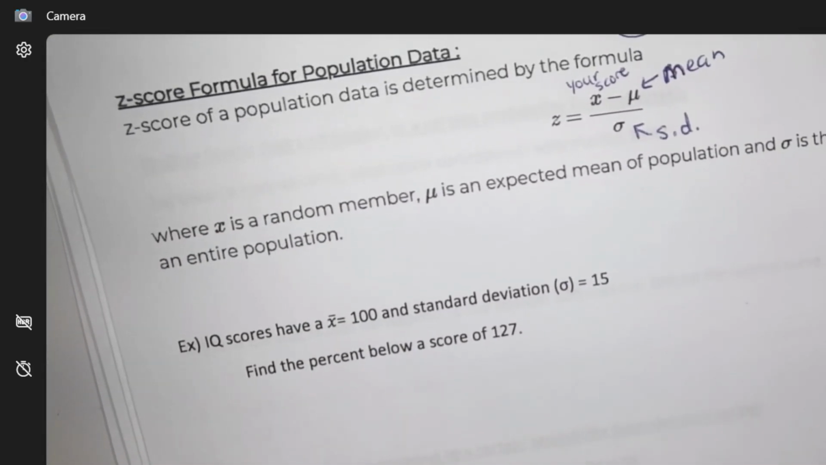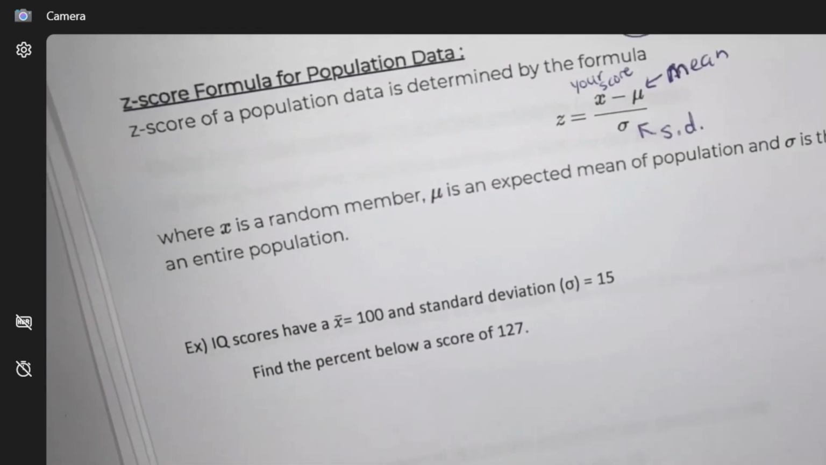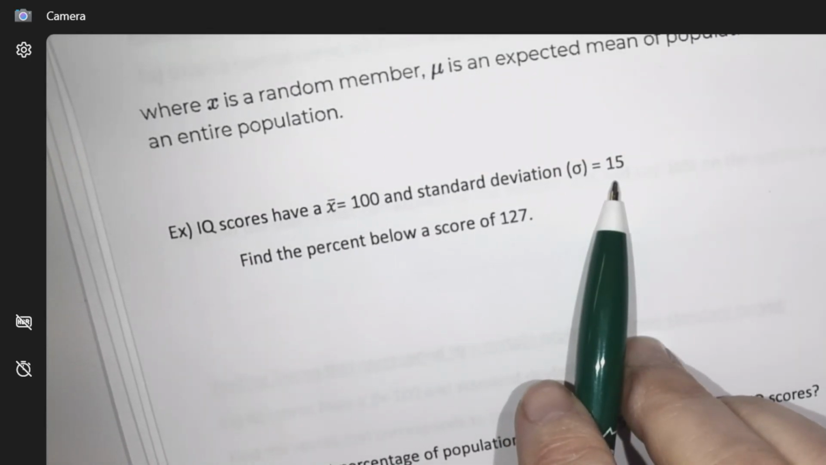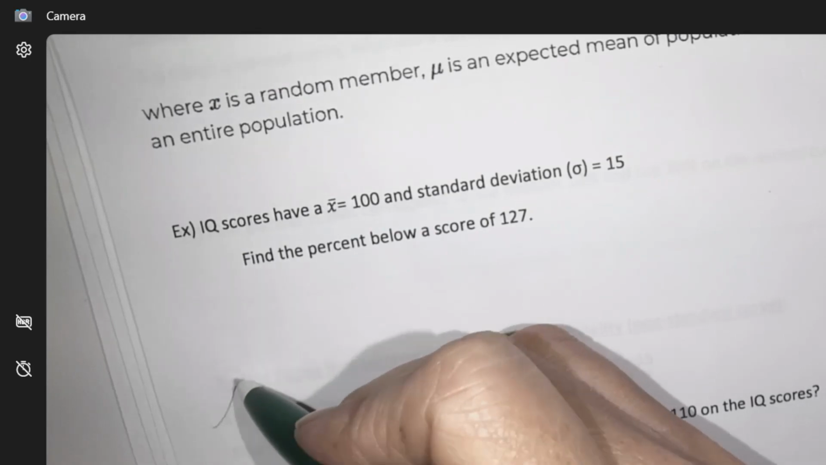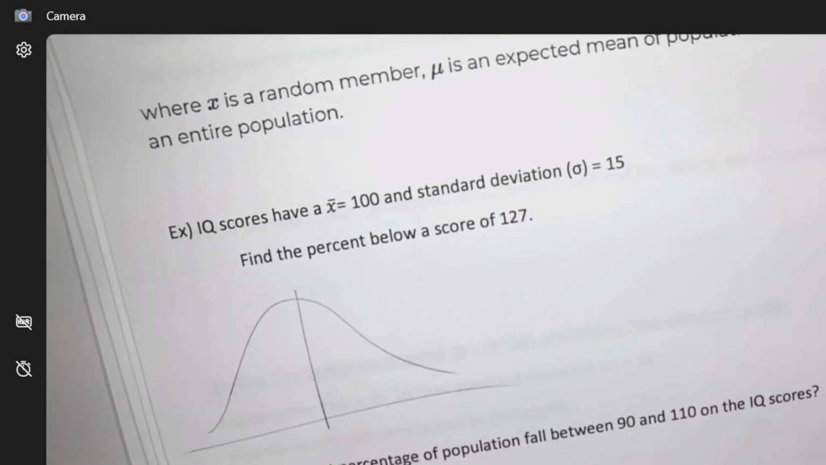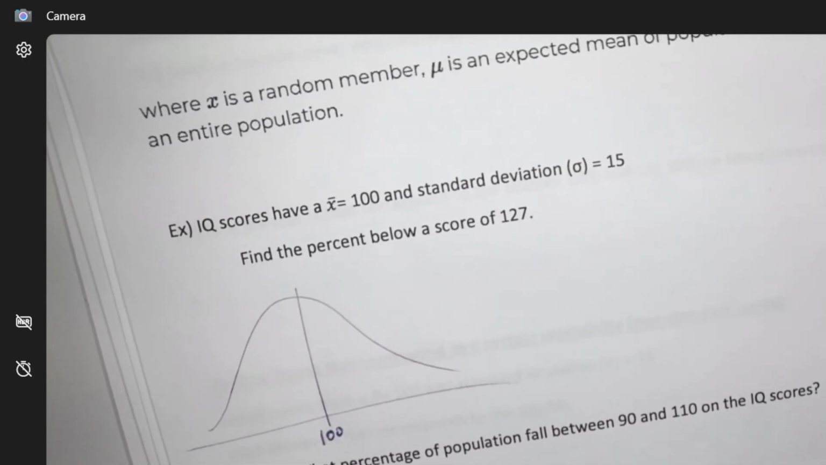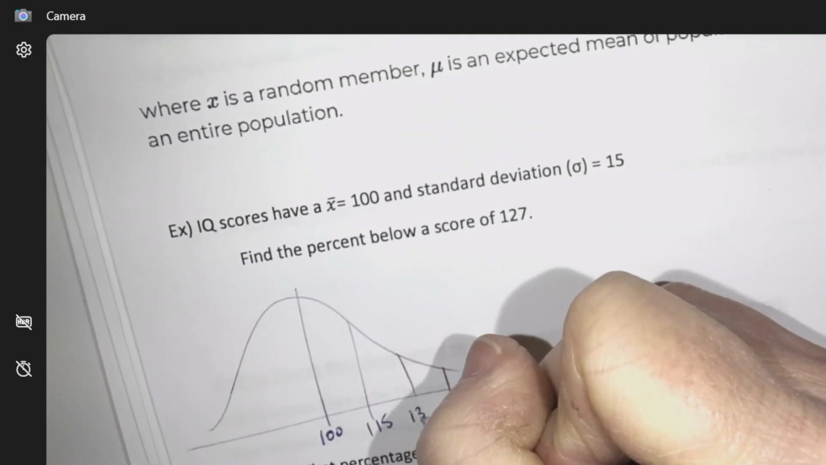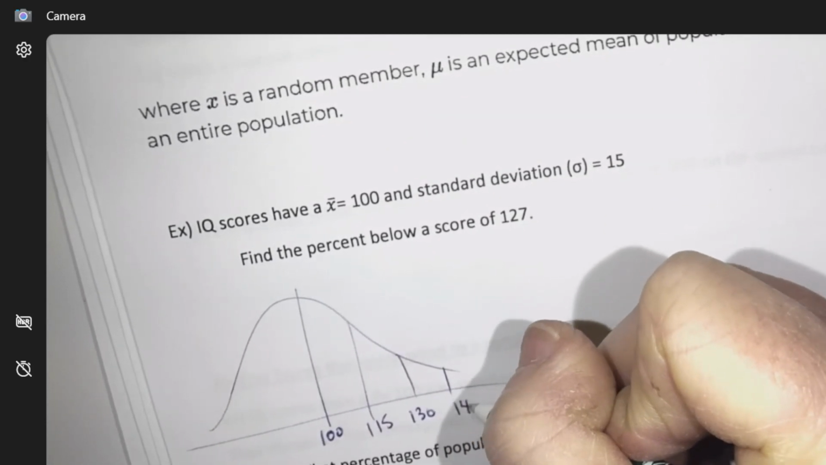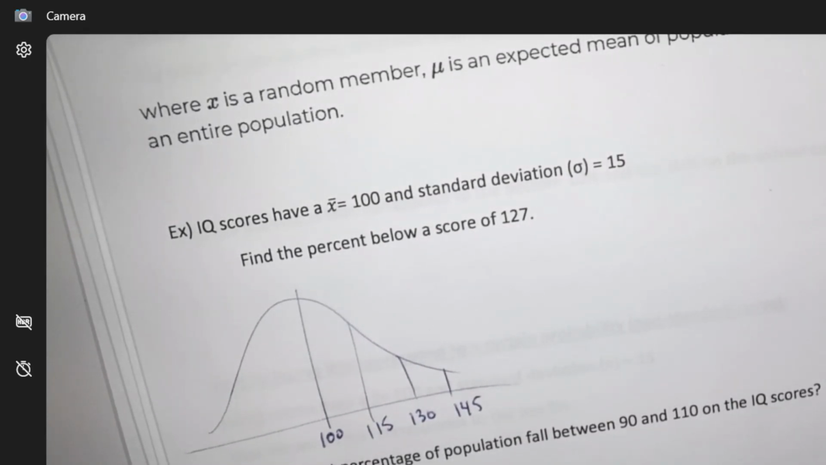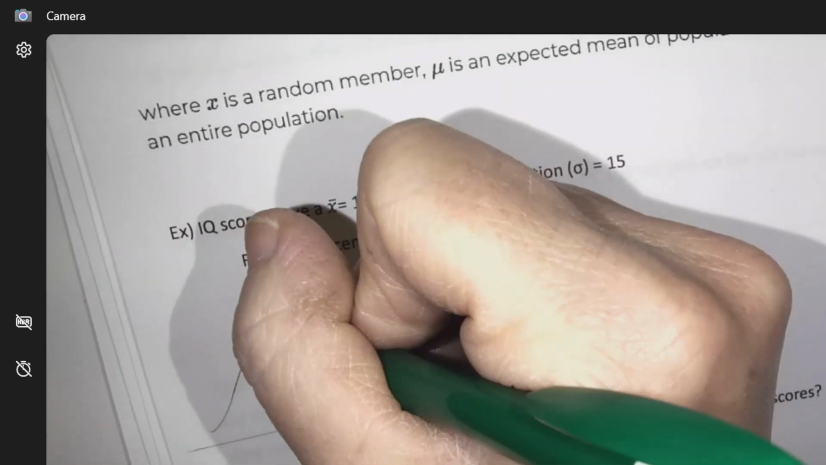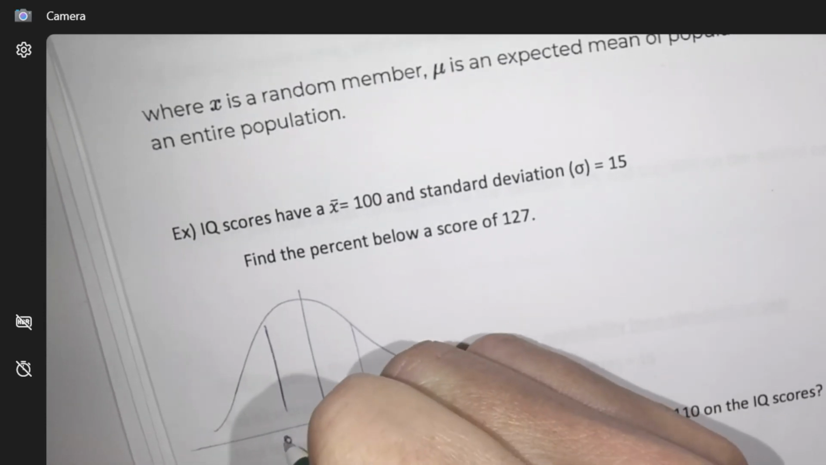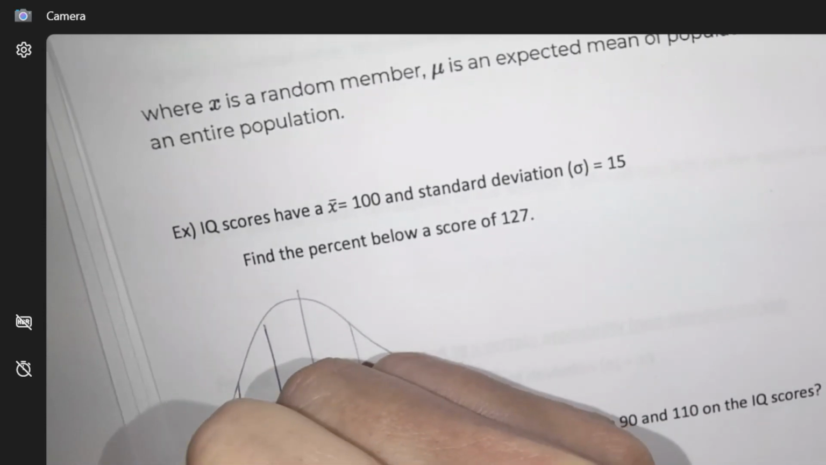Okay, so here we go. IQ scores. If you take an IQ test, the average mean is 100 and the standard deviation is 15. So I'm going to make you draw some of this for a bit just so you get an idea. I'm going to put 100 in the middle. I'm going to go 115, 130, and 145, because I went 15 standard deviation, so 15, 15, 15. And then I'm going to go 85, 70, and 55.